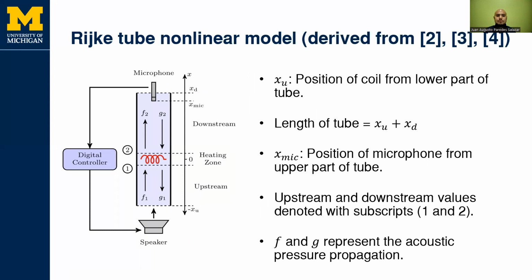Now we'll present the Rijke tube one-dimensional nonlinear model, which was derived by combining aspects from the nonlinear model in reference 2 and the linear models in references 3 and 4. XU and XD will denote the distances of the coil to the bottom and the top of the tube. XMic will denote the distance from the microphone to the top of the tube. Upstream and downstream values in the model will be denoted by subscripts 1 and 2 respectively. Furthermore, F and G represent acoustic pressure propagation within the tube.